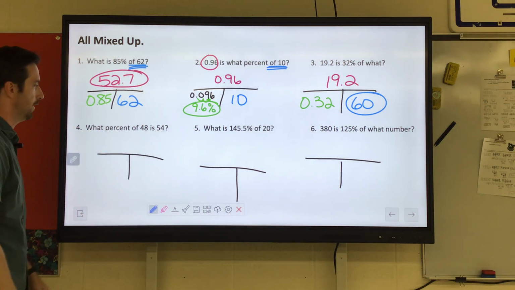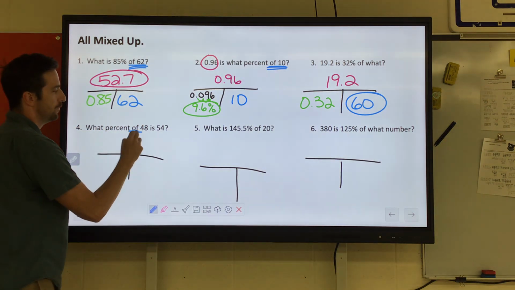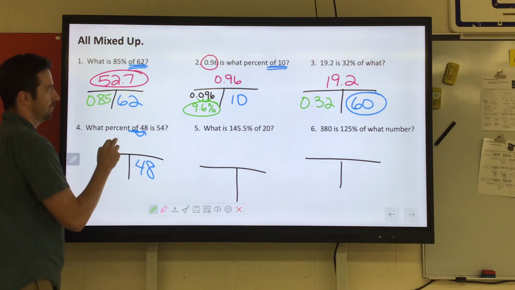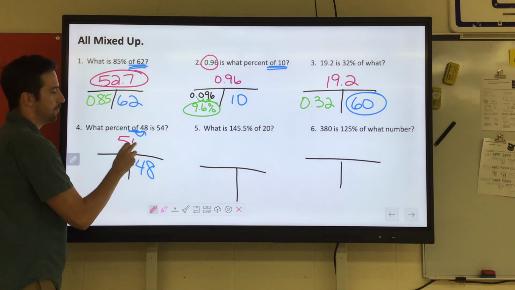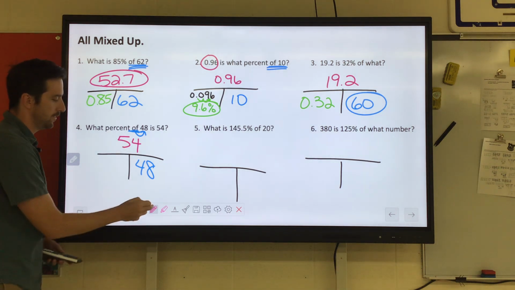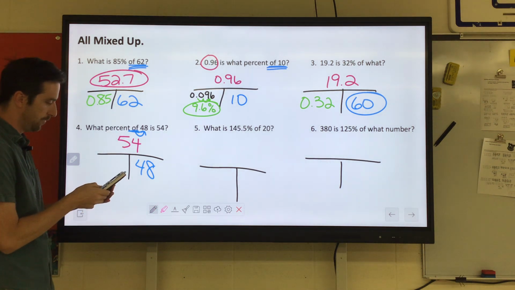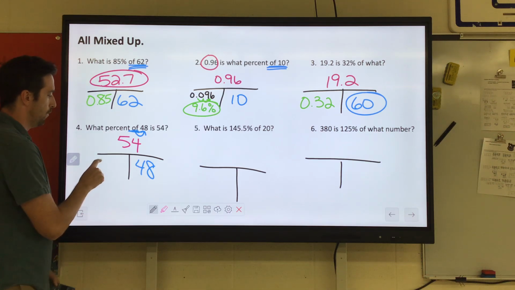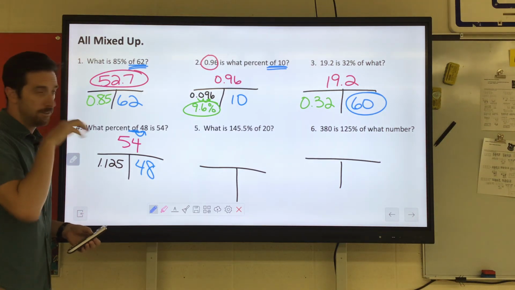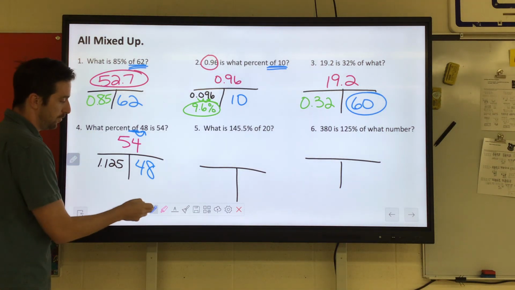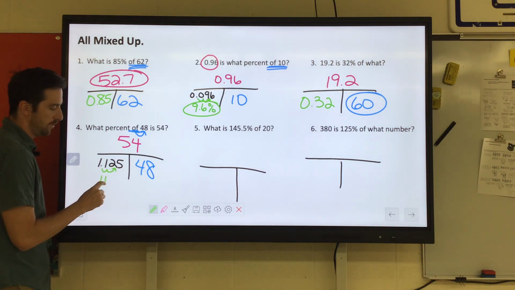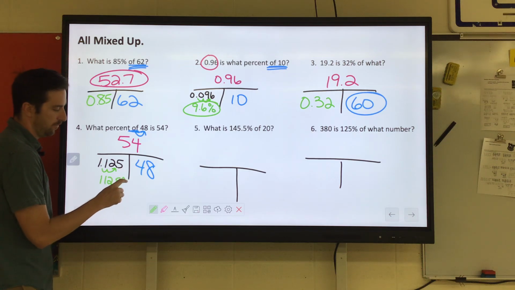All right, last 3. What percent of 48, 48 is the whole, is 54? So we haven't had this happen yet, where we have a bigger number up in the numerator and a smaller number on the denominator. So if we divide 54 divided by 48, we get 1.125. That's the decimal version of it. But it's not 1.125%. To convert that to a percentage, you need to move it 2 places to the right. So this is really 112.5%.